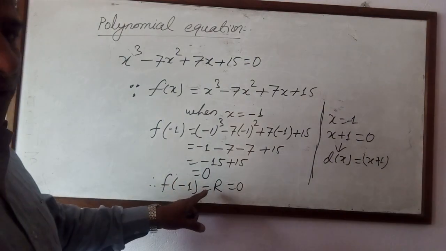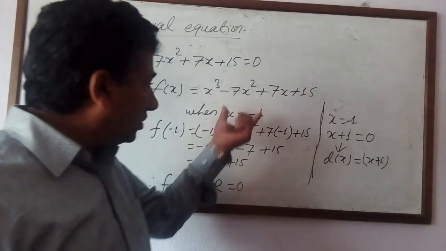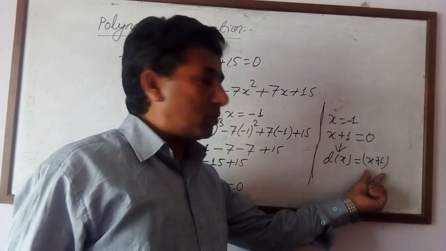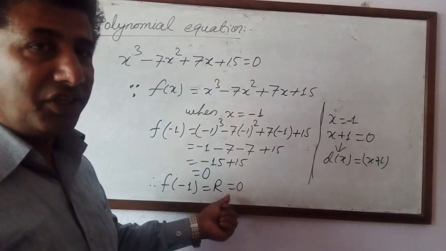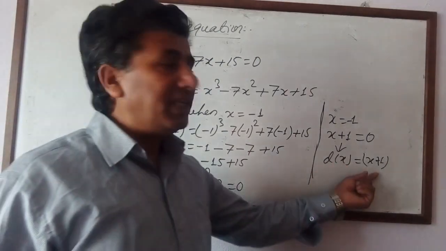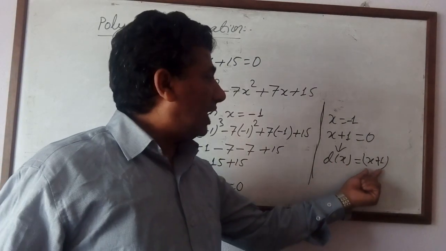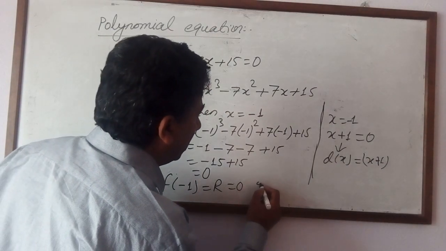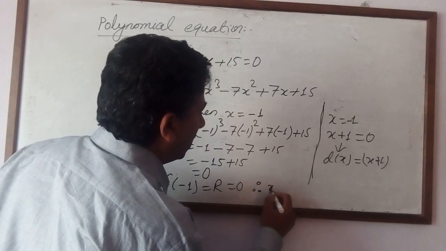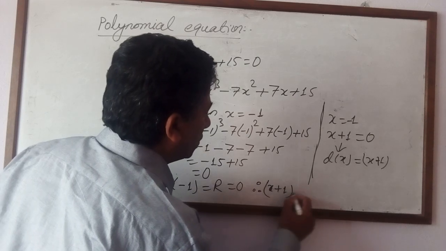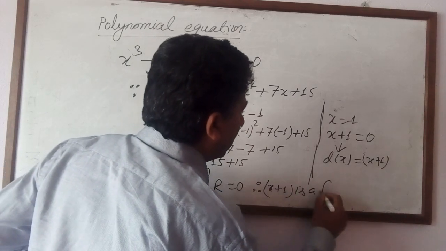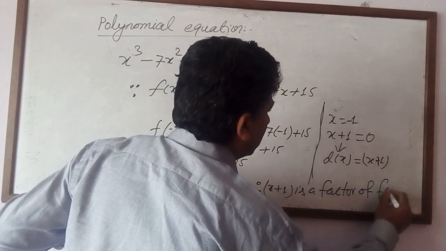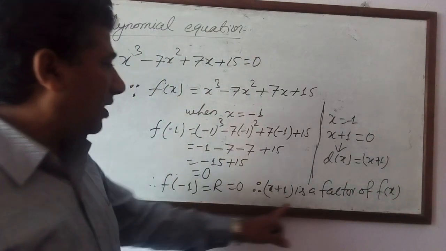When the remainder is 0, by using the remainder theorem, we found the remainder for the divisor x plus 1. Now this remainder is 0. Remainder 0 means this divisor is a factor. Go to the factor theorem. X plus 1 is a factor. Here there is no space, so I'll write on this side. Therefore, x plus 1 is a factor of f(x). Now, this is our conclusion.